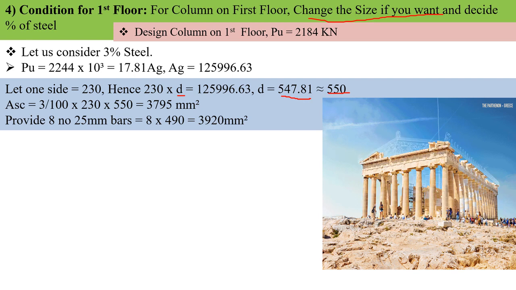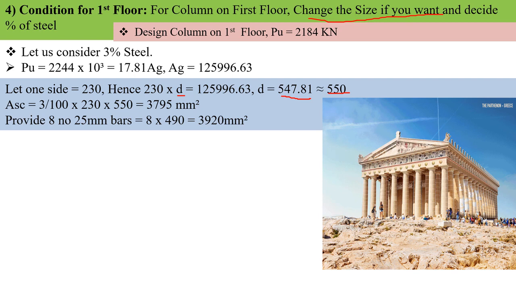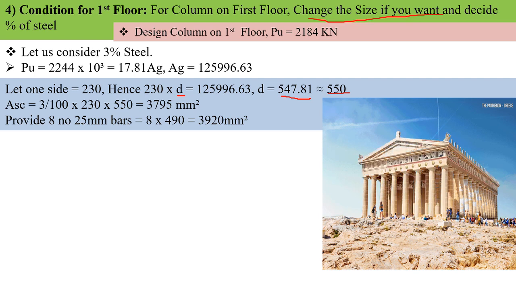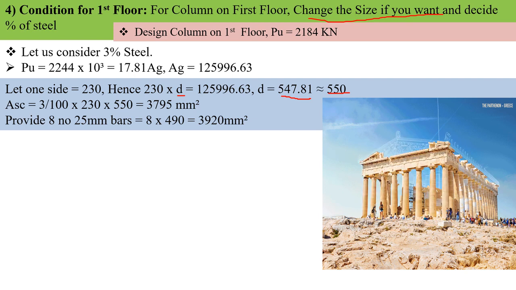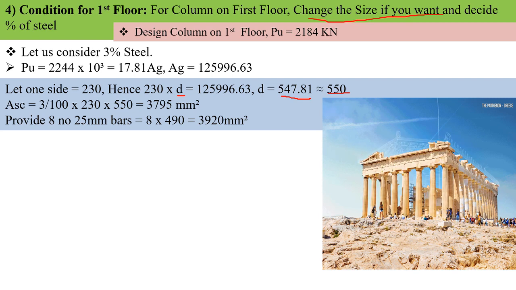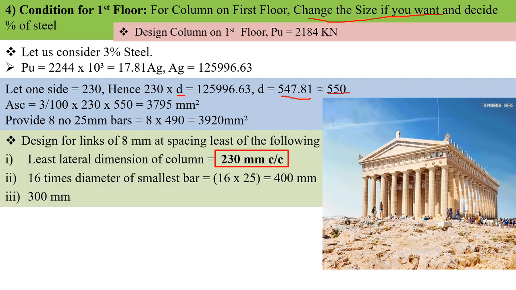So taking 3% of the 230 by 550 column dimension, I am getting the AST equals 3795 mm square, right? By trial and error method, we are going to provide 8 numbers of 25 mm bars, right? So that is 8 multiplied by 490. 490 is the area of a 25 mm bar. We have already seen pi d square upon 4. So I am getting 3920 mm square. My requirement is only 3795. So I can easily provide this much bar diameter.